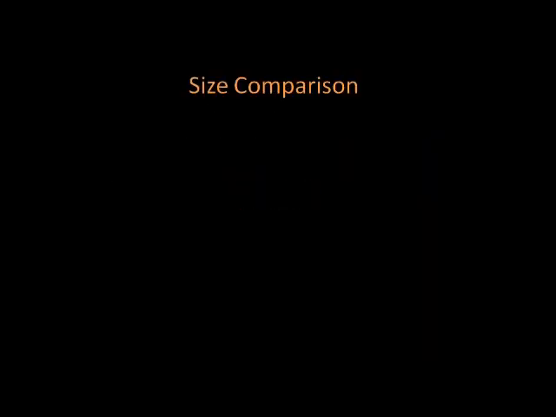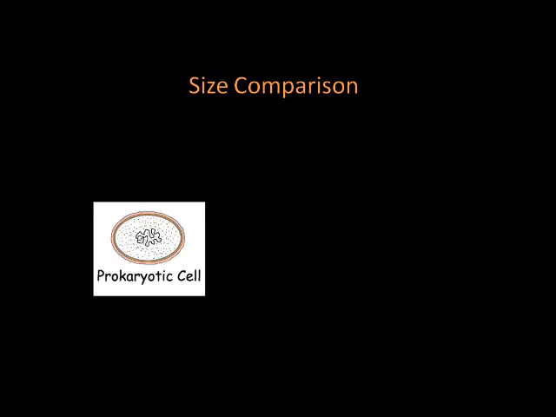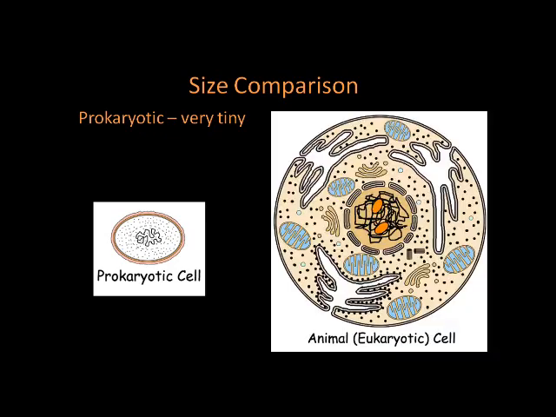The first organisms, the prokaryotic ones, were extremely simple and very, very tiny. So prokaryotic cells are also very tiny. Eukaryotic cells are much, much larger. You can often identify a prokaryotic or a eukaryotic cell just by observing their size. Prokaryotic cells are tiny, and eukaryotic cells are larger.